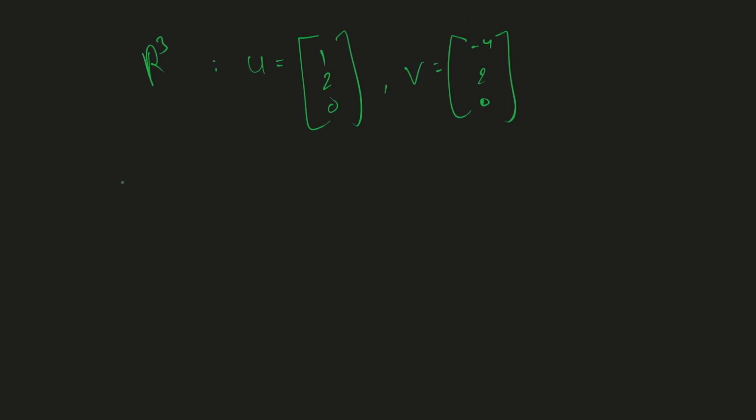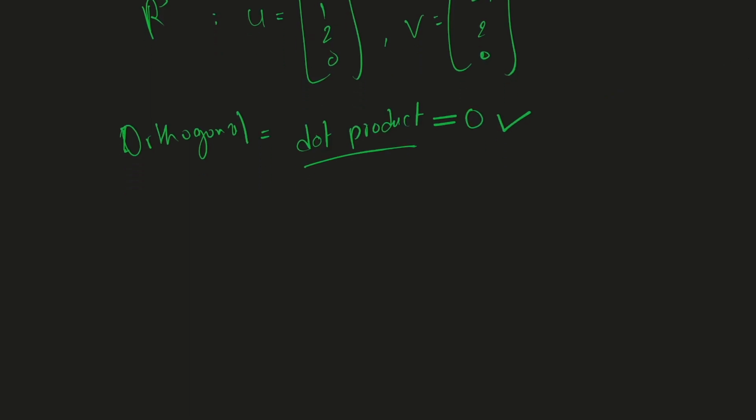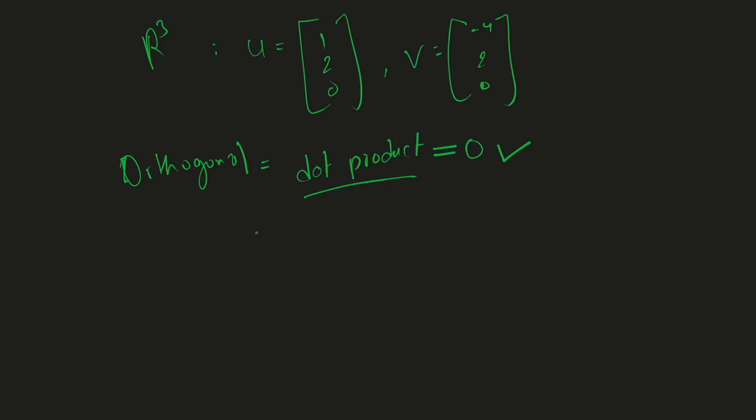To check if they are orthogonal, I'll have to compute the dot product of these two vectors. If this dot product equals 0, they are said to be orthogonal. Let me compute their dot product. The dot product of these two vectors is the product of their corresponding values, and we then sum them all together.